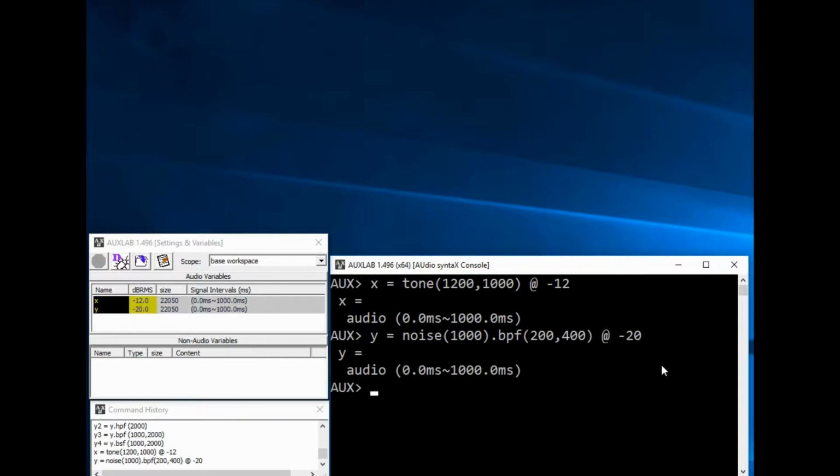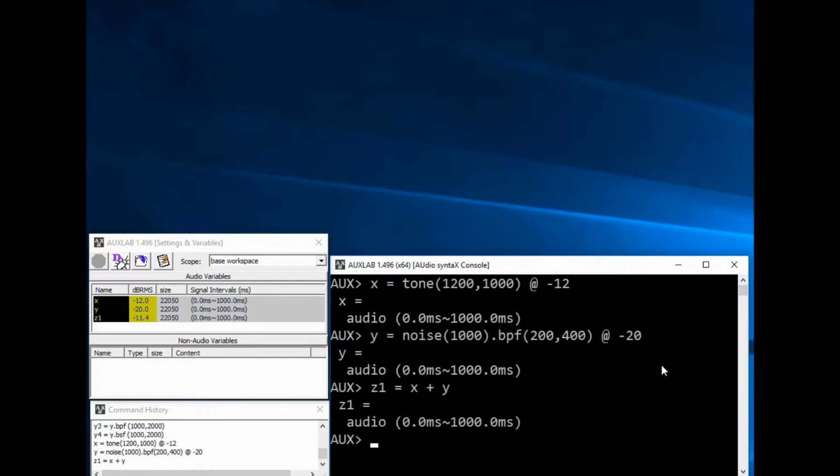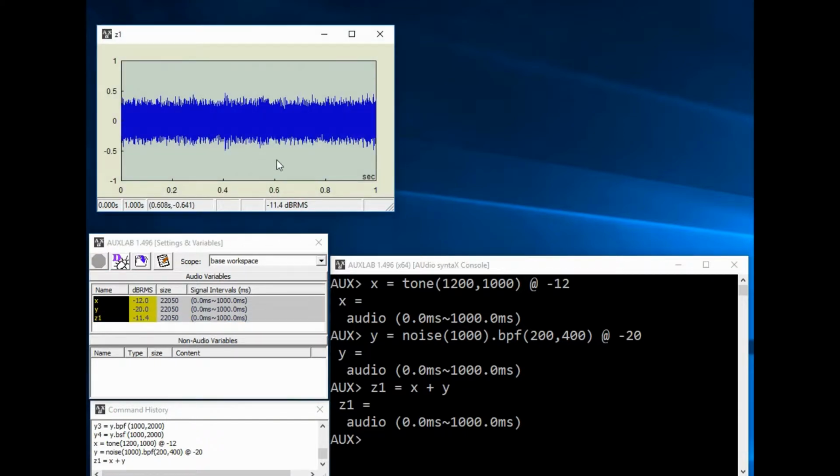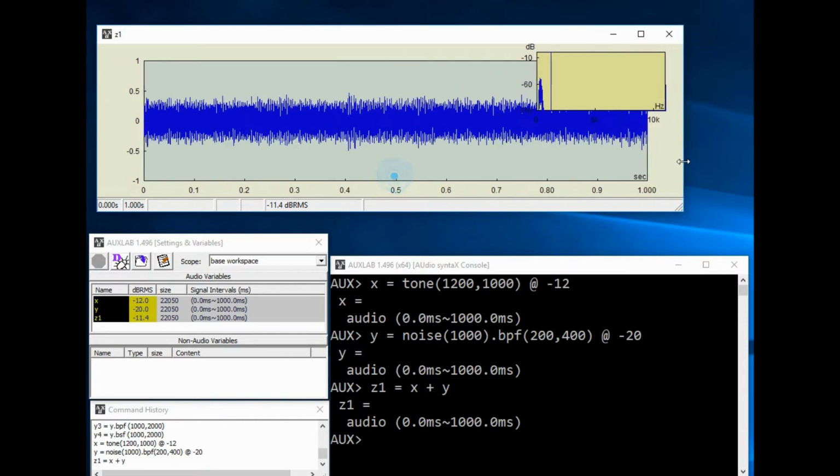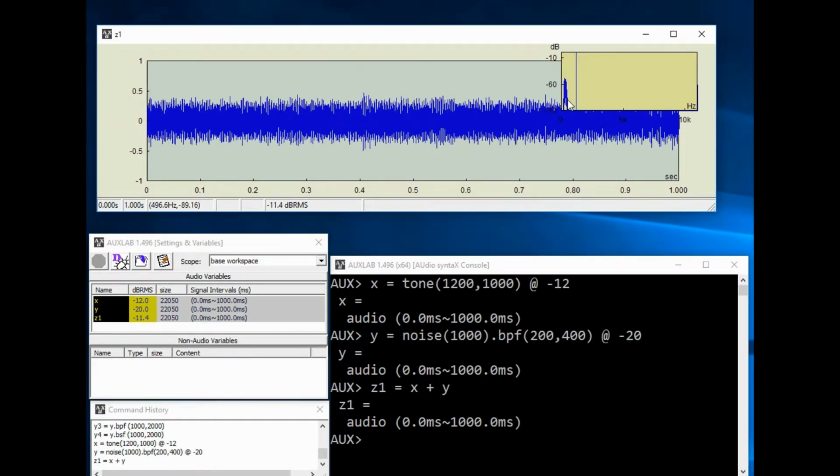Z1 is the addition of X plus Y. It's simply a mixing version of X and Y. Let's listen. X, Y, and Z1. Let's look at the signal waveform and spectrum. So here you see the individual components in the spectrum, X, the tone, and Y, the noise band.